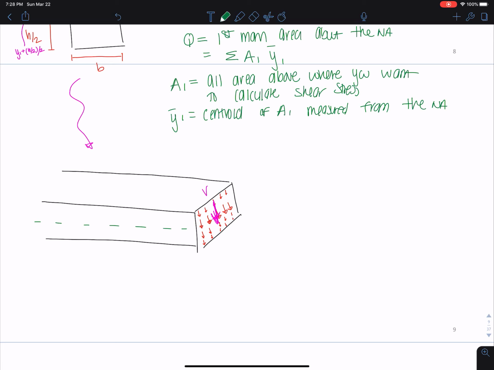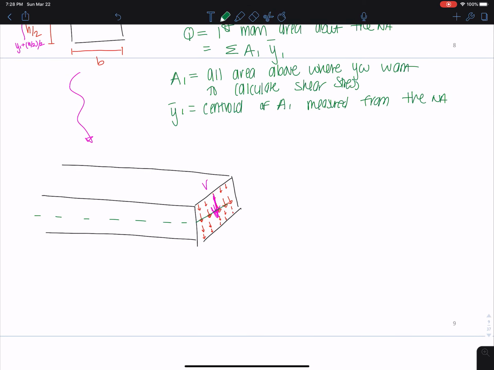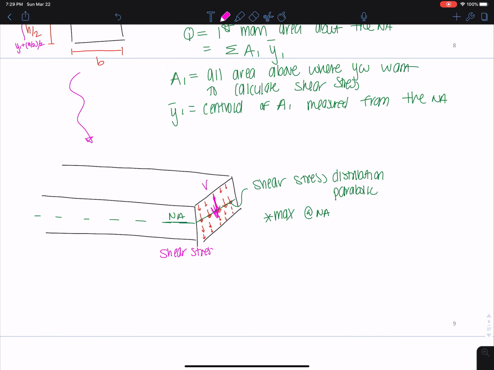Let me try this again. That's better. Okay, this is our NA, this green line. And our shear stress distribution here is actually parabolic. That's why it's small, bigger, small again. And it's the max in the middle at the neutral axis. Okay, and this is basically this picture. This is our shear stress profile.